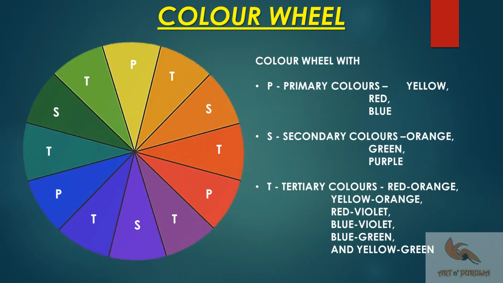Here you can see the tertiary colors also. Tertiary colors are those which we get after mixing adjacent colors of primary and secondary. These colors are named beginning with the primary color. So we see here P, the primary colors are yellow, red and blue. S, the secondary colors are orange, green and purple. T, the tertiary colors are red-orange, yellow-orange, red-violet, blue-green and yellow-green.